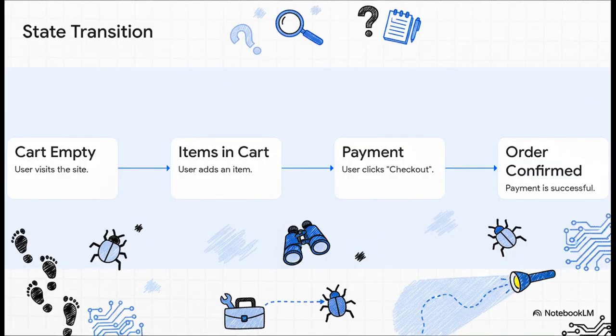Another really important technique is called state transition testing. This is all about checking how the software moves from one state to another. Just think about an online shopping cart. It goes from a state of empty to items in cart to payment processing. This method just makes sure all those transitions are smooth and don't cause any weird glitches.